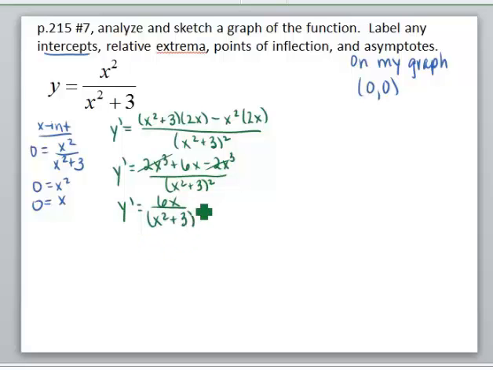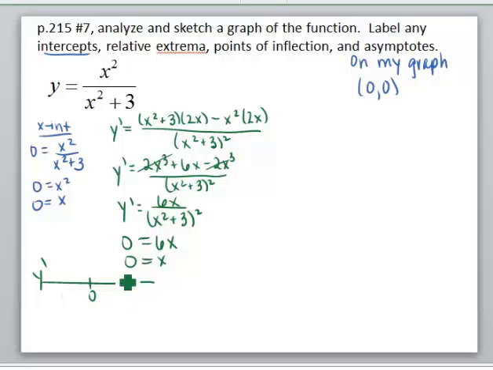Remember, I'm looking for places where the bottom gives me 0, so where critical numbers would be where the bottom gives you 0, which there are no values, or where the top gives you 0, which, once again, we get x equals 0. Where I found out that x equals 0 is the intercept, well, it happens to also be a critical number. What that means is that we're going to have to test this interval. So y prime, we're going to test 0.